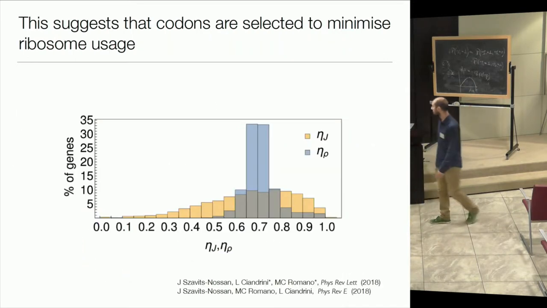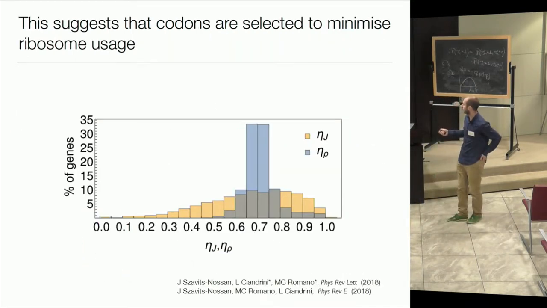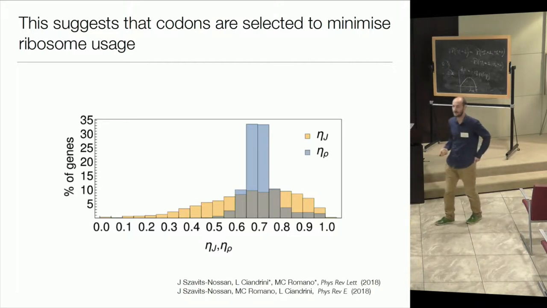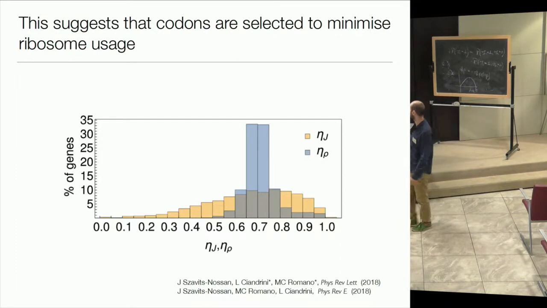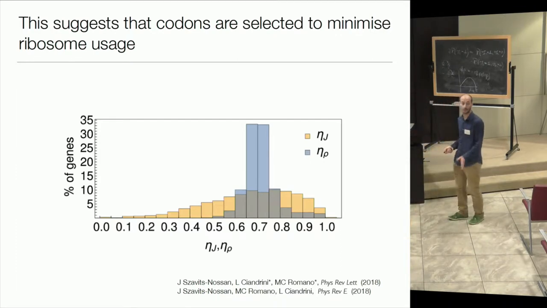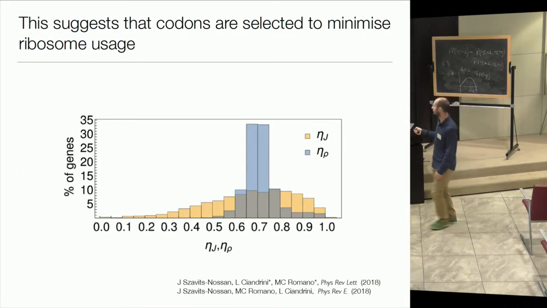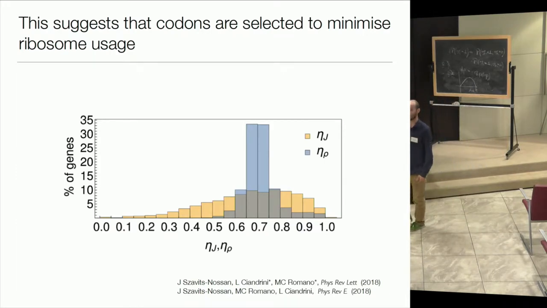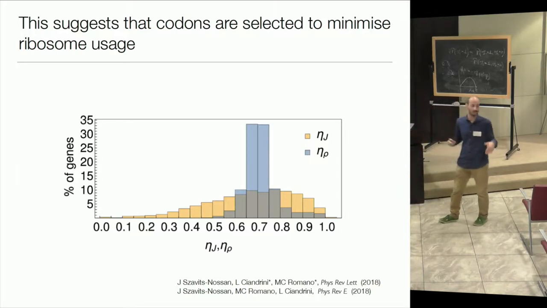And so the distribution for the index for the current is the yellow one here, and it is a bit broad, but anyway, it's not peaked at around 0.5. Both of them are peaked at around 0.7. But the distribution for the index of the ribosome usage, so the density, is kind of peaked at 0.7.